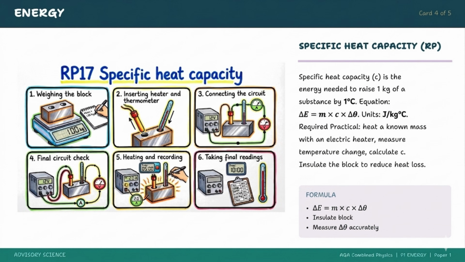You then rearrange the formula so specific heat capacity equals energy divided by the mass times the temperature change. Examiners will often ask why your calculated lab value is higher than the official textbook value. The answer is always that thermal energy escaped into the surroundings rather than going into the block. To fix this error, you tell the examiner you'll add more insulation to trap the heat.